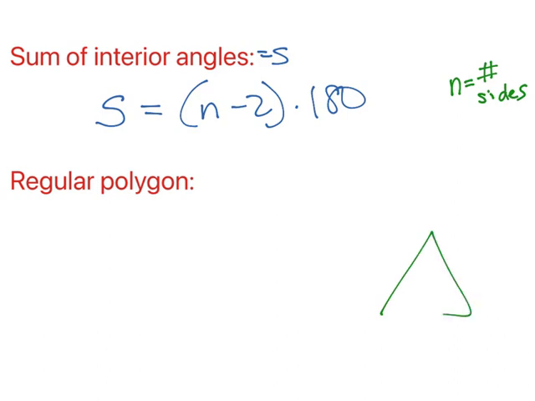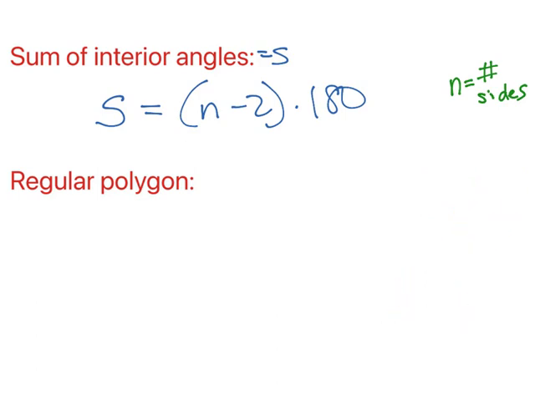When I say that, talking about a triangle, these three angles, those are the interior angles, right? So 3 minus 2 times 180, so 1 times 180. The sum of these three angles in a triangle is 180. That's what we're talking about there.